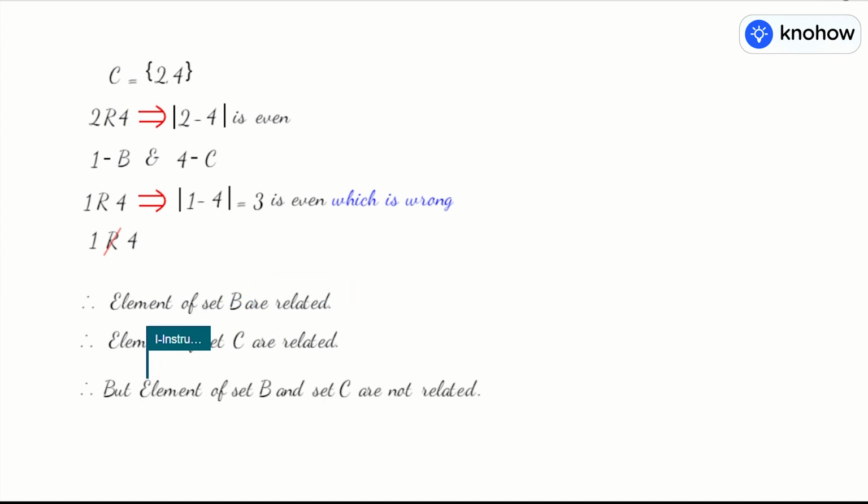But may I conclude one further step, that 1, 3, 5 and 2, 4, what is their union? The given set A. And what is their intersection? Null set. So we can say that the given relation divides the set A into two equivalence classes B and C.